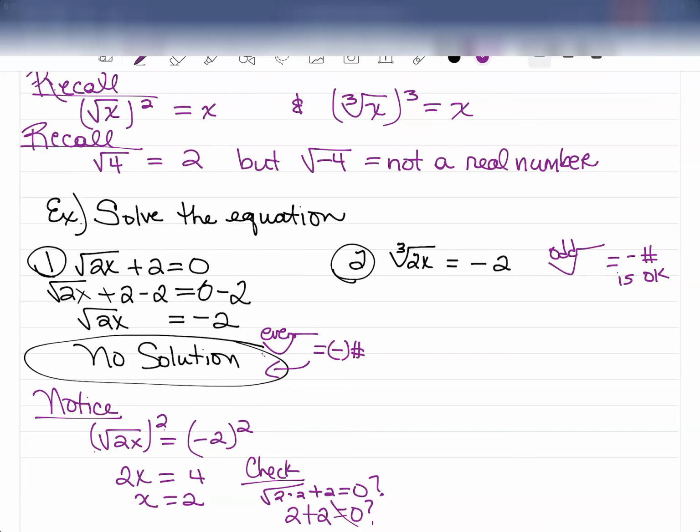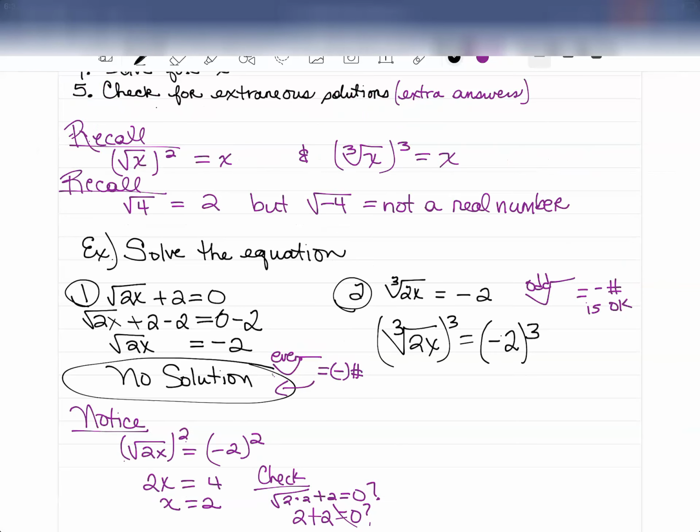My index is a 3. So I will raise both sides of my equation to the 3rd power. So the cube root cubed will just give me that 2x under there. And a negative 2 cubed will give me a negative 8. Now I can divide both sides by 2. And x will give me negative 4.